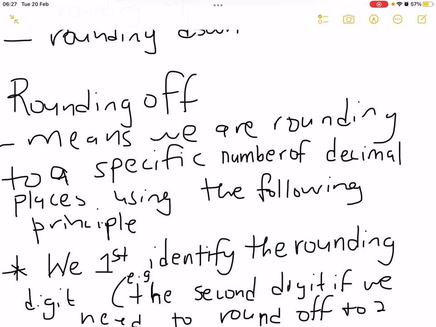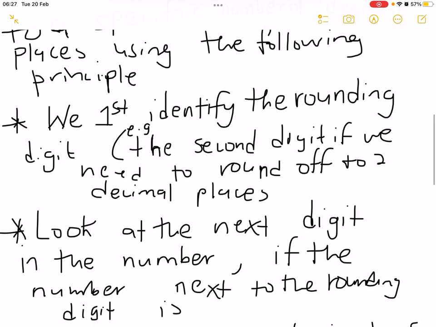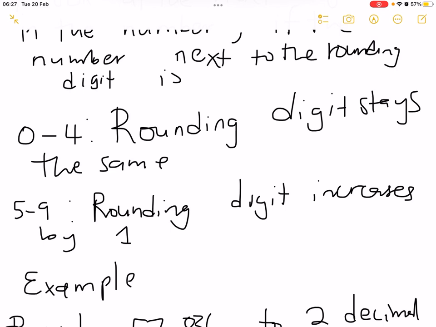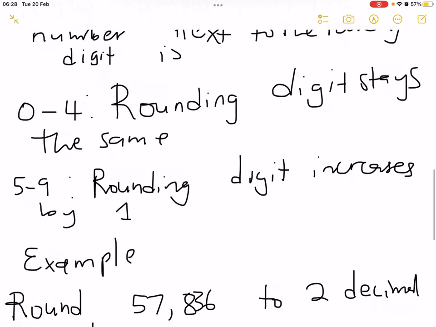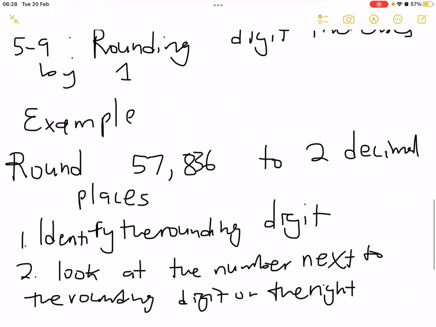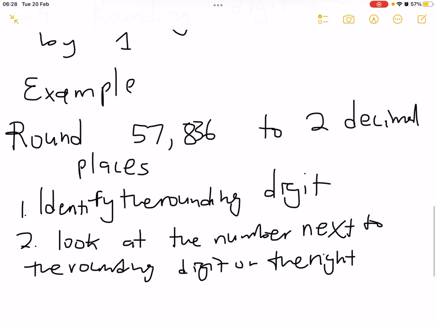Rounding off means we are rounding to a specific number of decimal places using the following principle, where we first identify the rounding digit. Example, the second digit if we need to round off to two decimal places, so that will be our rounding digit, and then we look at the next digit in the number. So if that number next to the rounding digit is between 0 and 4, our rounding digit stays the same. If it's between 5 to 9, then our rounding digit increases by 1. So let's have a look at an example to understand this.